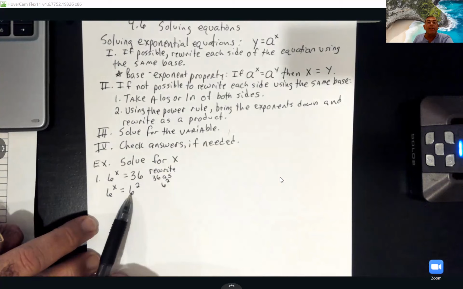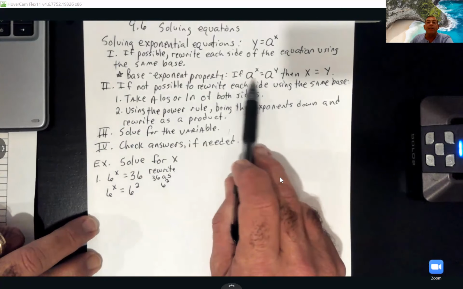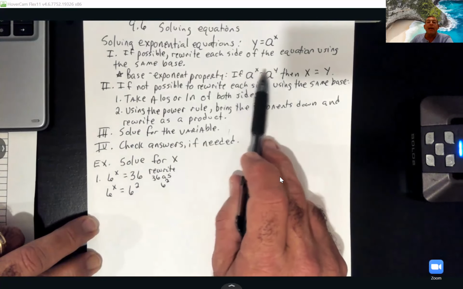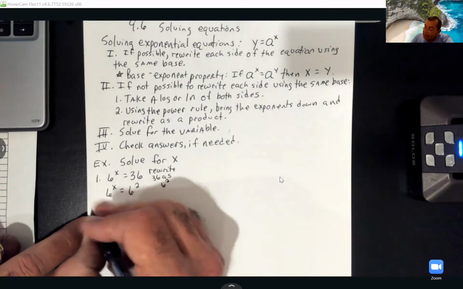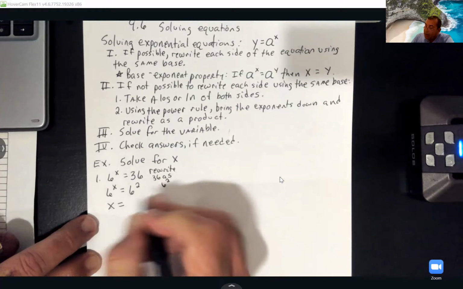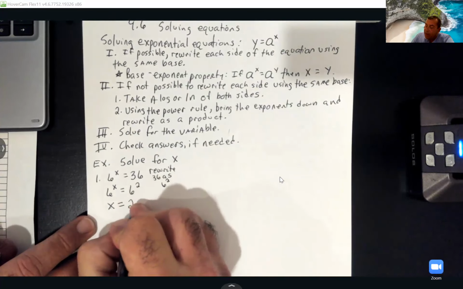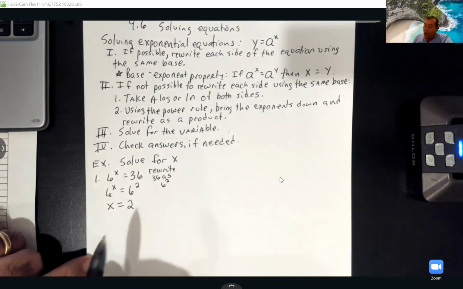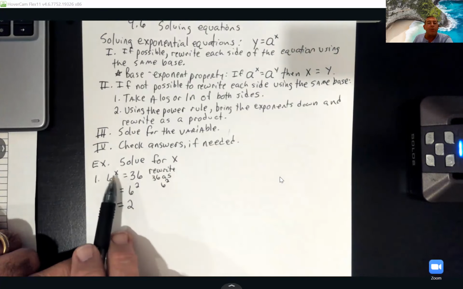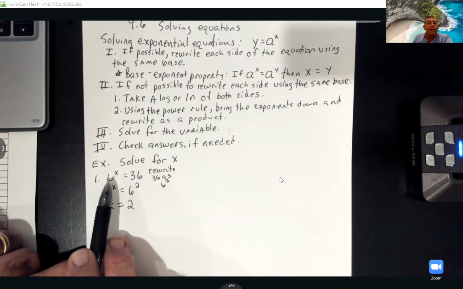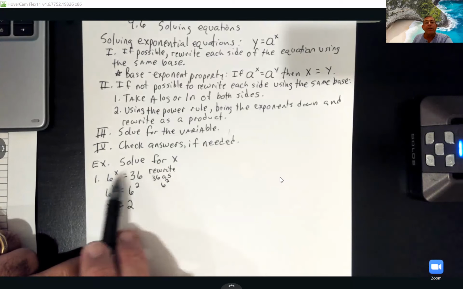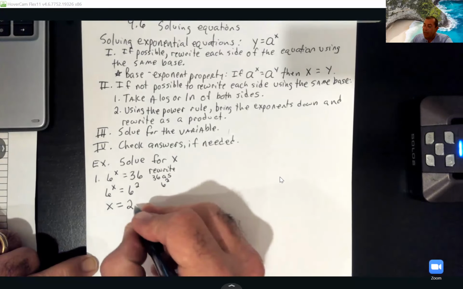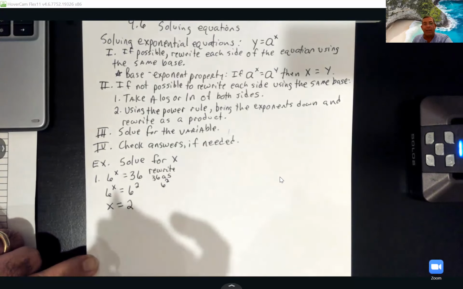So since my bases match, remember, if your bases match, that means the exponents are equal. So that means that this x equals this exponent of a 2. Now, if I want to check that, I would put the 2 back in for the x and see if this is true or not. Well, y'all, 6 squared is 36, which equals 36. So that would check off as the correct answer.